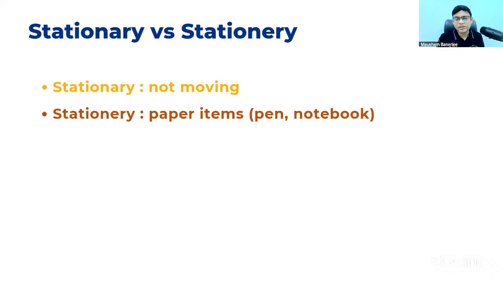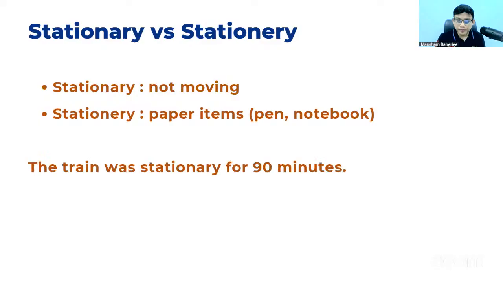So this is the major difference. Check the spelling. Stationary, stationery. A versus E. The train was stationary for 90 minutes. So the train stood somewhere, or it was stationed somewhere for 90 minutes. So it was not moving. The train was not moving for 90 minutes. That means it is stationary.